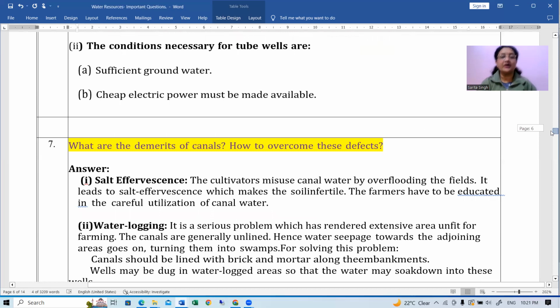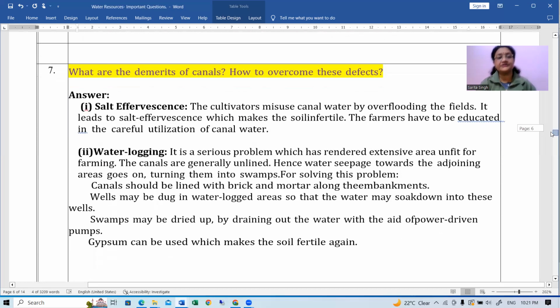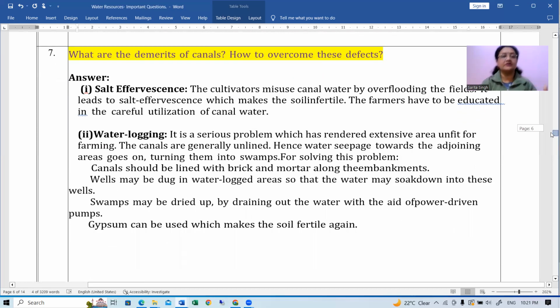Then, cheap electric power must be made available. If not electricity, then fuel is required for the motor to work. Then, what are the demerits of canals? How to overcome these defects? The demerits are actually very strong in the case of canals. Number one is salt efflorescence. The cultivators misuse canal water by overflooding the field, which leads to salt efflorescence, which makes the soil infertile in the long run.